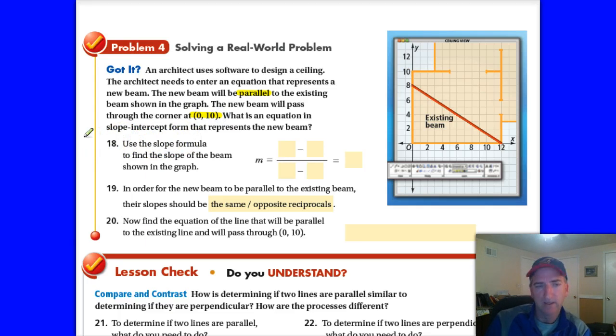This is basically how a computer could be used to figure this out, and you would just have to design the computer to be able to read the coordinates and calculate the angles based on this idea here. So here is where the existing beam sits. They want a new beam to go through this point right here, based on this drawing that the architect made, and then they overlaid the grid. And it says use the slope formula, so they're going to talk you through it here.